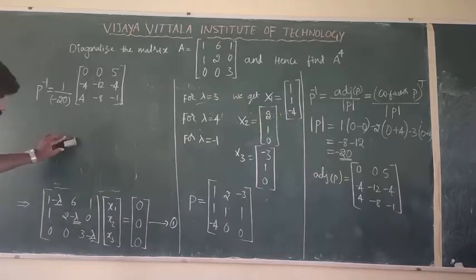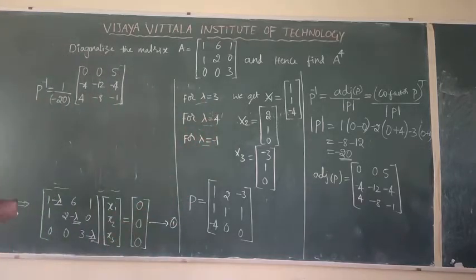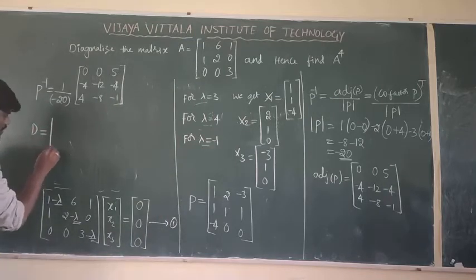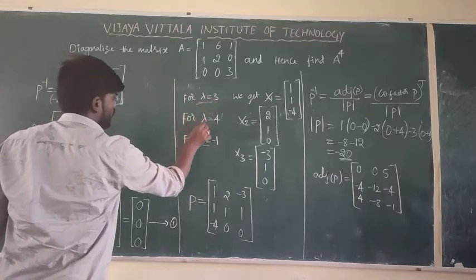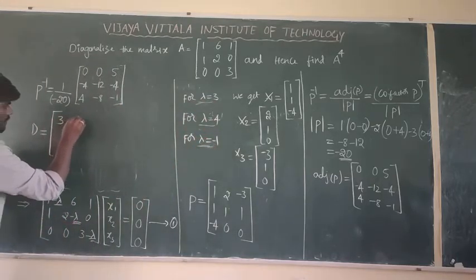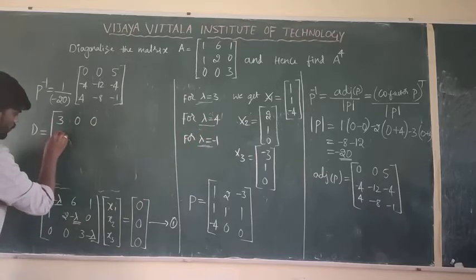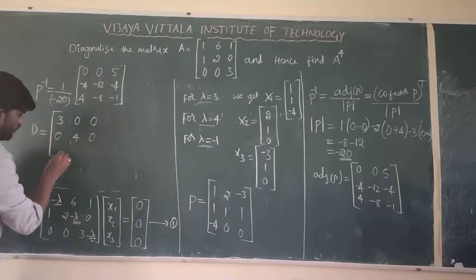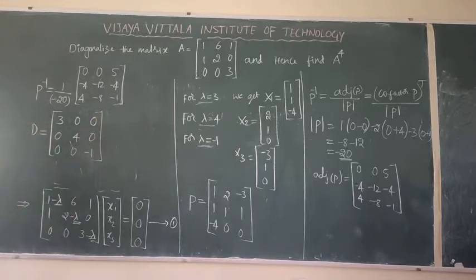Then, by using the eigenvalues, we write the diagonal matrix, which contains only diagonal elements. The elements are the eigenvalues: 3, 0, 0, 0, 4, 0, 0, 0, minus 1. This is the diagonal matrix.